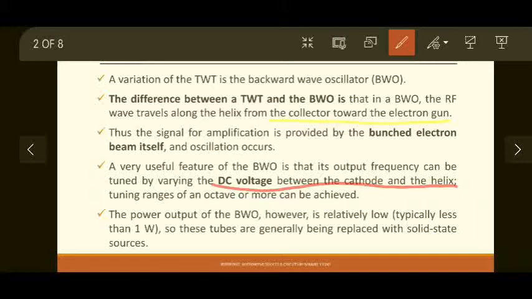So in backward wave oscillator, if this DC voltage is changed, we can change the output frequency of oscillation, because now input is given at the collector end. Now the DC voltage is applied between the cathode at electron gun end and the helix, which has an output end towards the electron gun. So if DC voltage is changed, our output frequency will be changed. Okay, so that is an important thing.